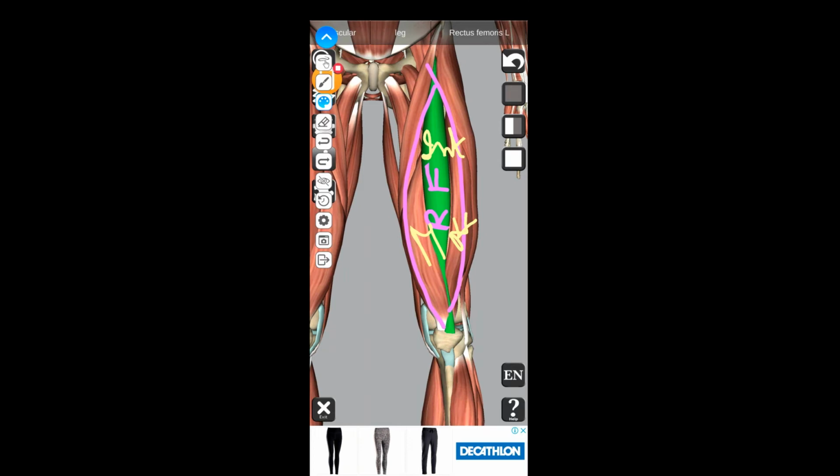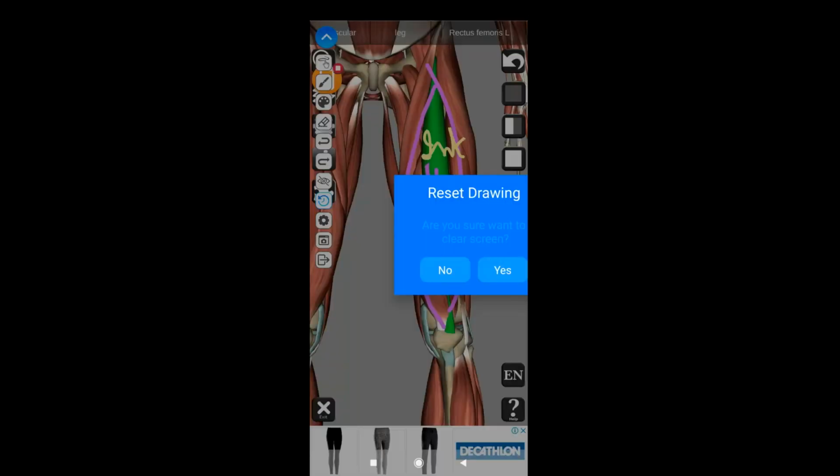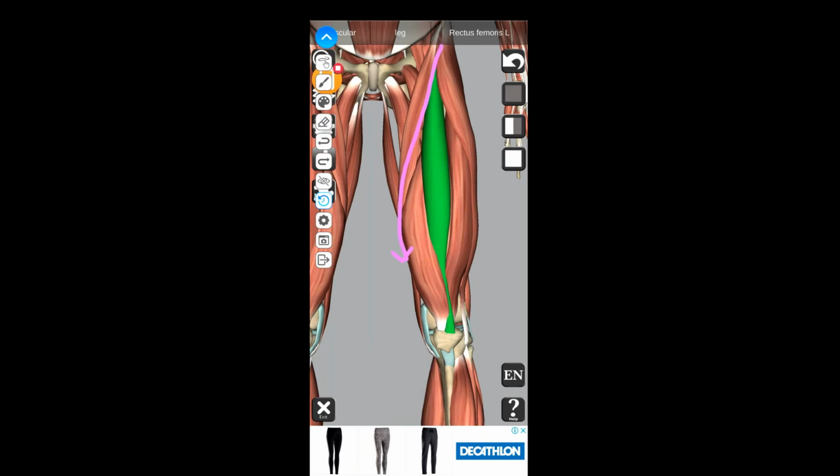Now you will be having a crossing muscle. Are you able to see it is crossing? That is your sartorius. Sartorius. Okay? Now you will be having this small muscle over here, that is your pectineus. Pectineus.